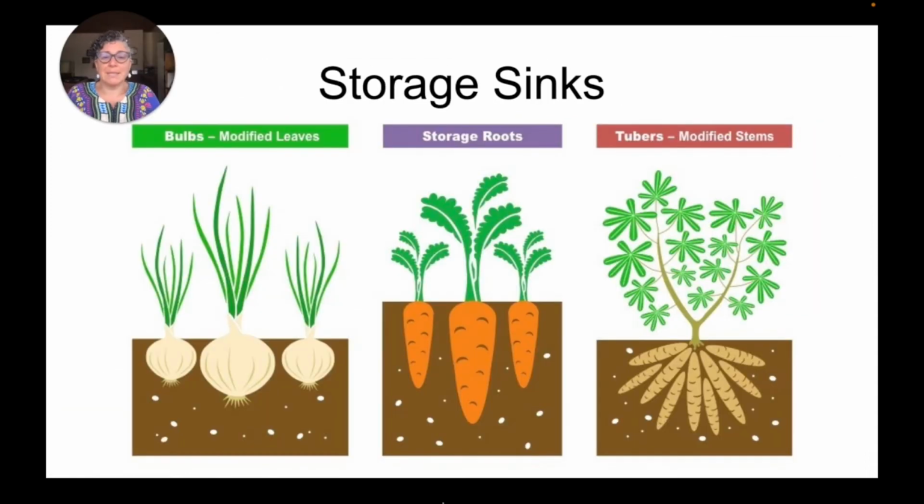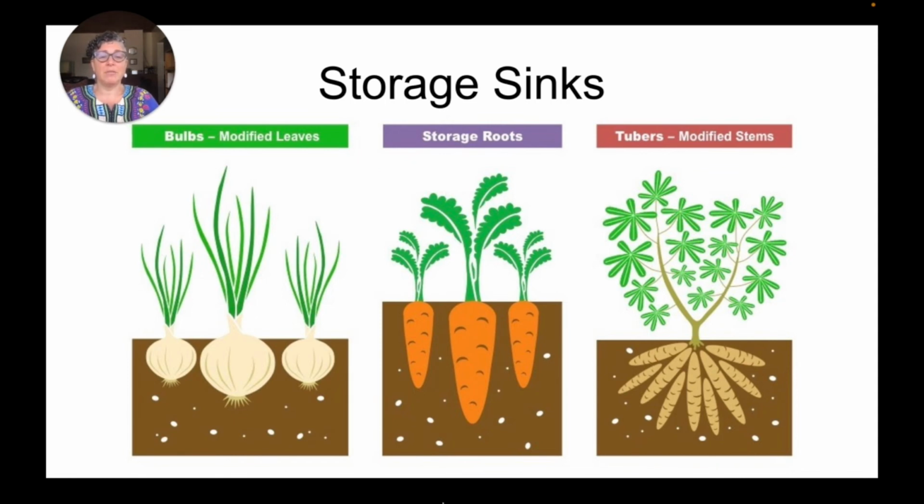So let's take a look at some storage sinks. We have looked at this picture before when we were talking about root structure, I believe. So we have bulbs, that is things like onions, for example, where the sink is going to be the modified leaves of the plant, and that is where the carbohydrates will be stored. We have storage roots, as in carrots, so the carbohydrate will be stored in the root, so that will be the sink of that particular plant.